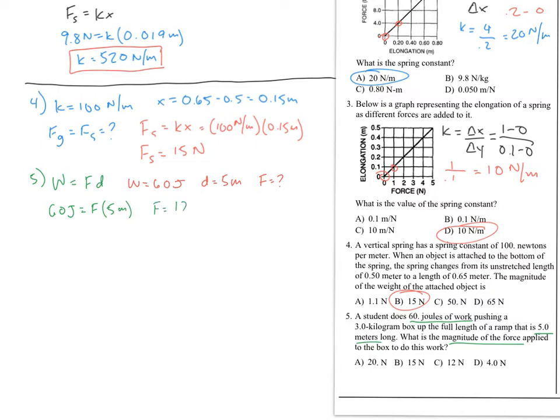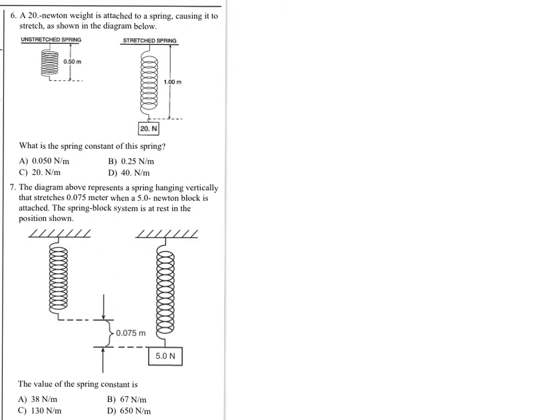Force is equal to 12 newtons. 60 divided by 5 gets you 12 newtons. 6 is asking for the spring constant. So once again, we're going to use the spring force formula. They gave us the force, which is the weight of the object, because we have a vertical spring. So Fg is equal to Fs, which is equal to 20 newtons.